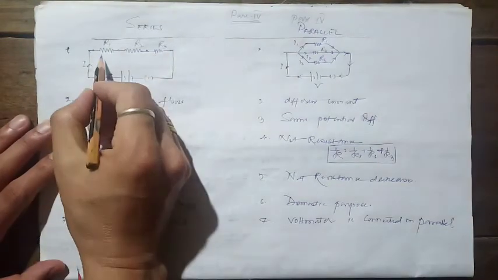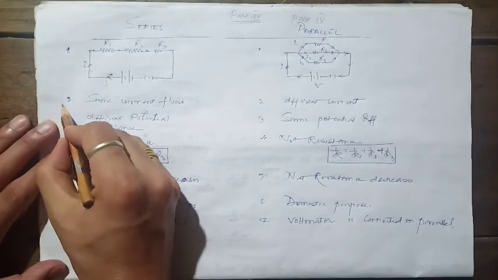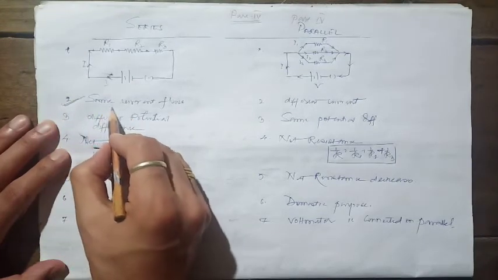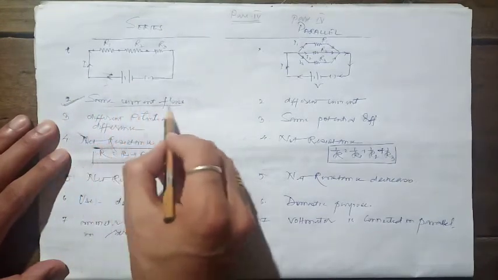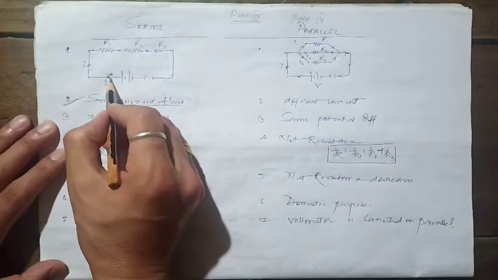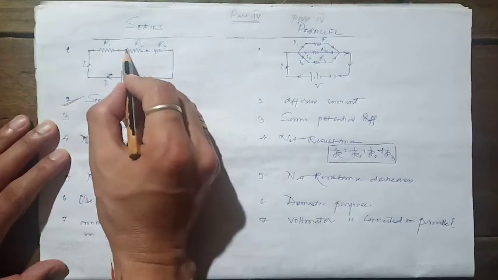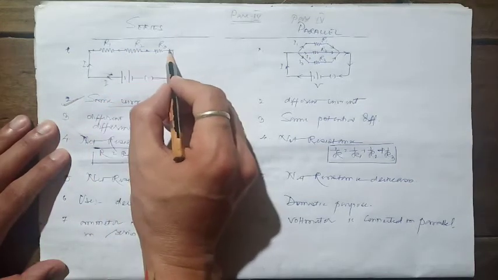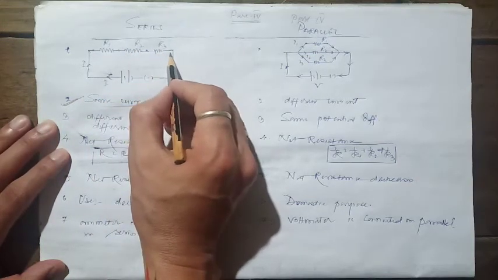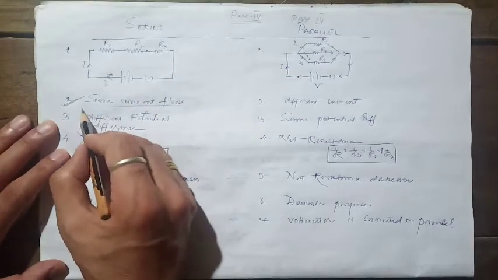The same amount of current passes through all the resistors. That's what we mean by this line here. The second statement, same current flows, means I amount of current is released by the battery. The I amount of current is flowing through resistance 1, the same I amount of current is flowing through resistance 2, and the same I amount of current is flowing through resistance 3. That's what we mean by same amount of current flows.